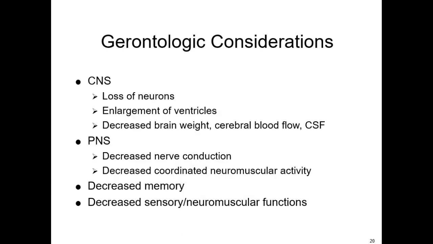So gerontologic considerations that we need to worry about: we have widened ventricles as we're older, brain size and weight decrease, cerebrospinal fluid production decreases, and there's myelin degeneration, which causes decreased nerve conduction. The patient will often have increased orthostasis, decreased ability to deal with temperature extremes, some memory changes, and some sensory changes which affect balance and coordination.